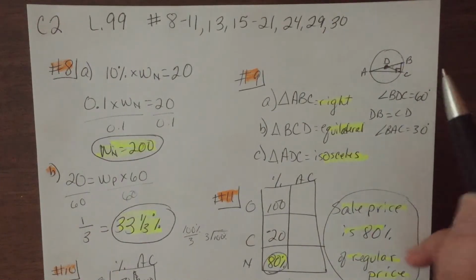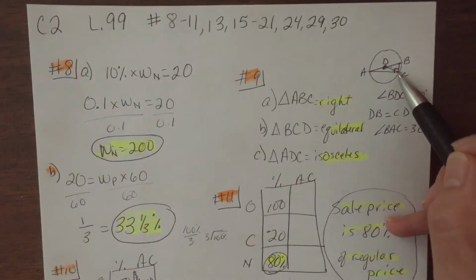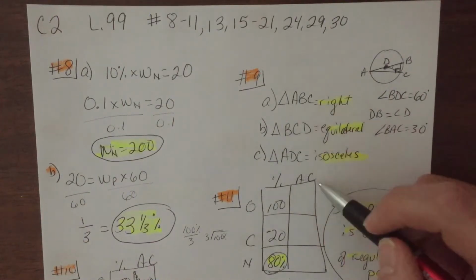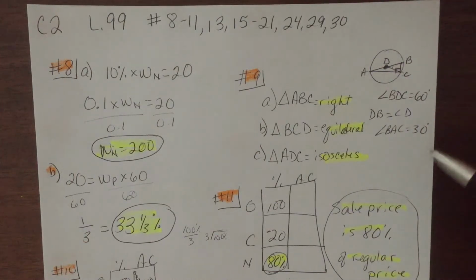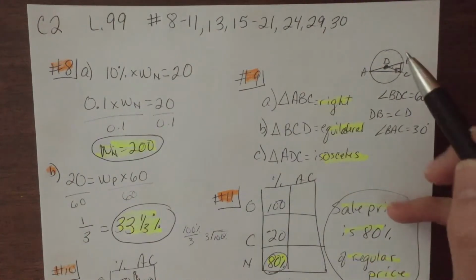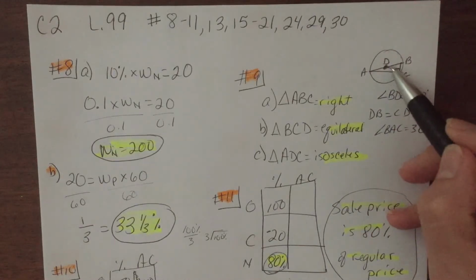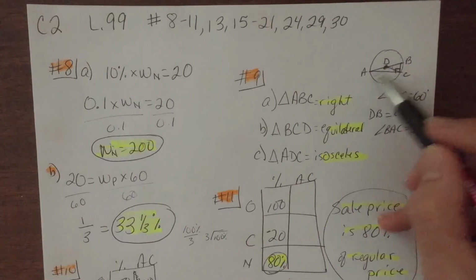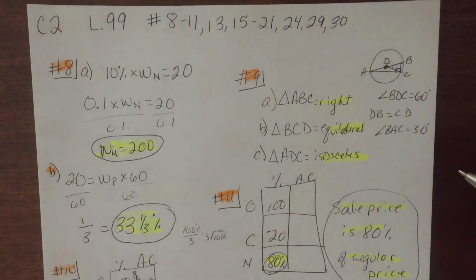And then in the directions, it told us that angle BCD and ACD were complementary. That means they add up to 90. So that means this angle here is a 90-degree angle. So that makes triangle ABC a right triangle. And then on triangle ADC, I said that segment AD and segment DC were equal. They are both radiuses of the circle, or radii of the circle. So two sides are equal. That gives me an isosceles triangle.